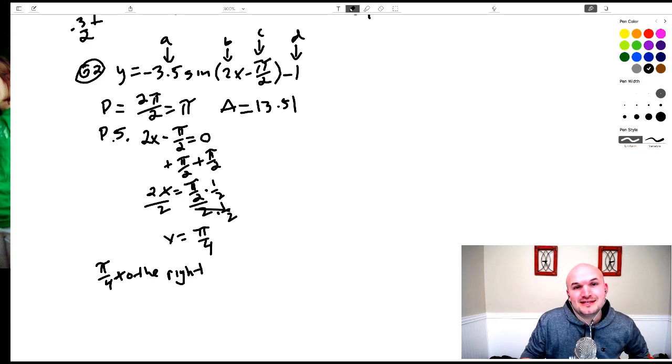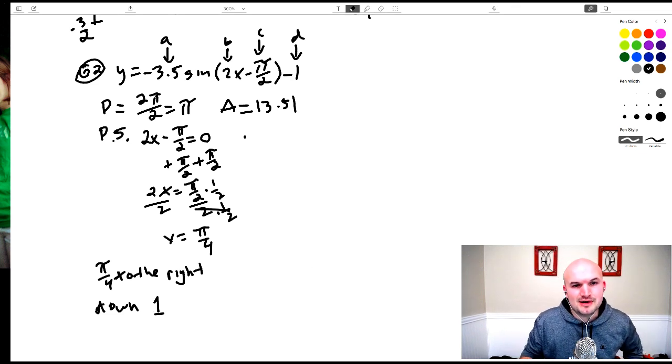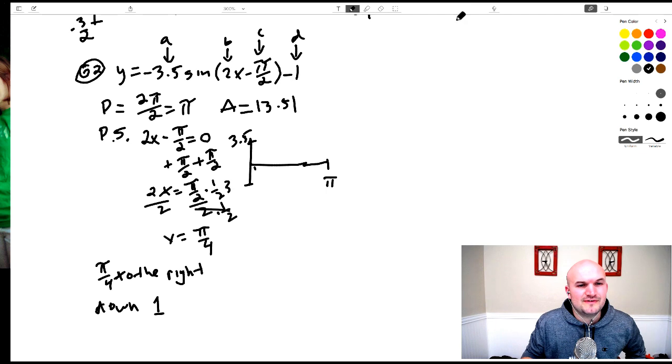Now, we also see that we have this d, which is shifting the graph down. So we could say that's going to be shifting the graph down 1. This is important because this is different than what we covered in the last problems. If you remember in the last problem, we just looked at the period and the phase shift, right? Let's go a little bit farther. So the period here is pi, and then it's going up to 3.5 and down to 3.5.